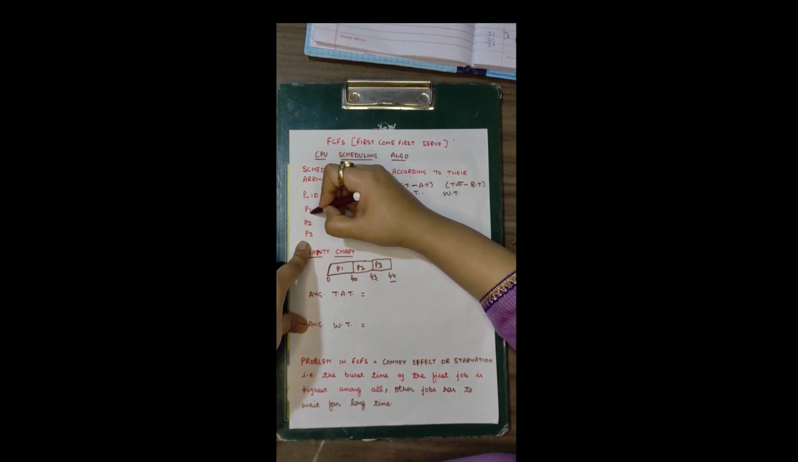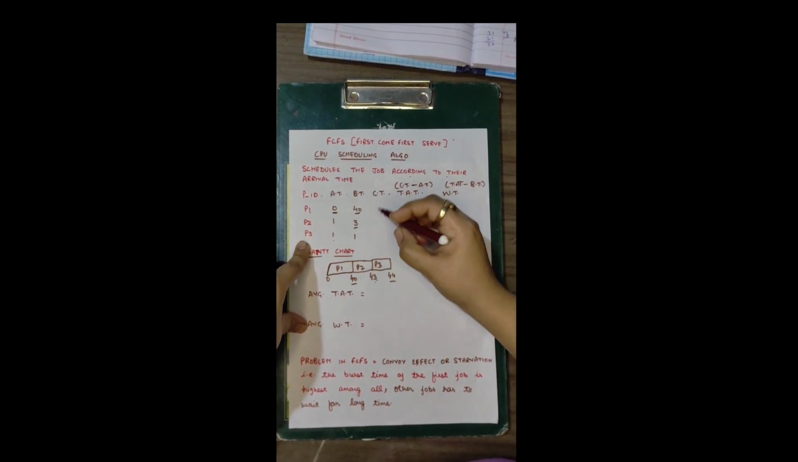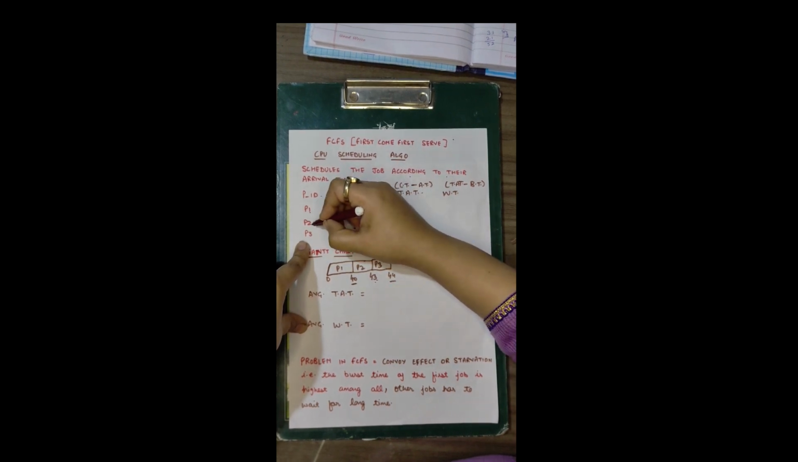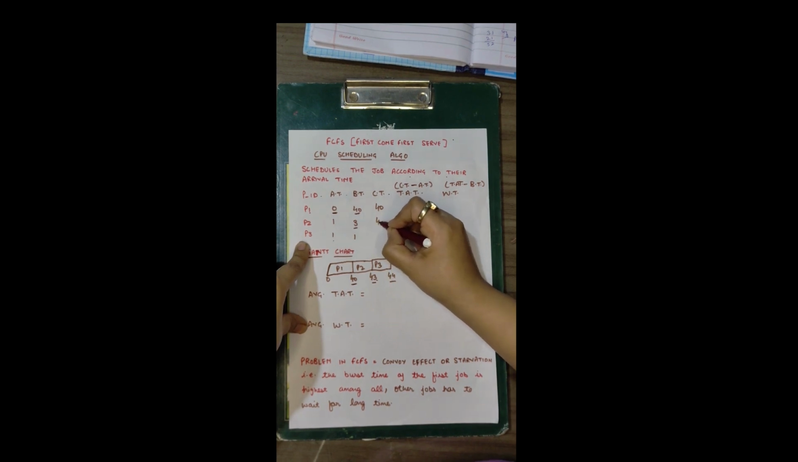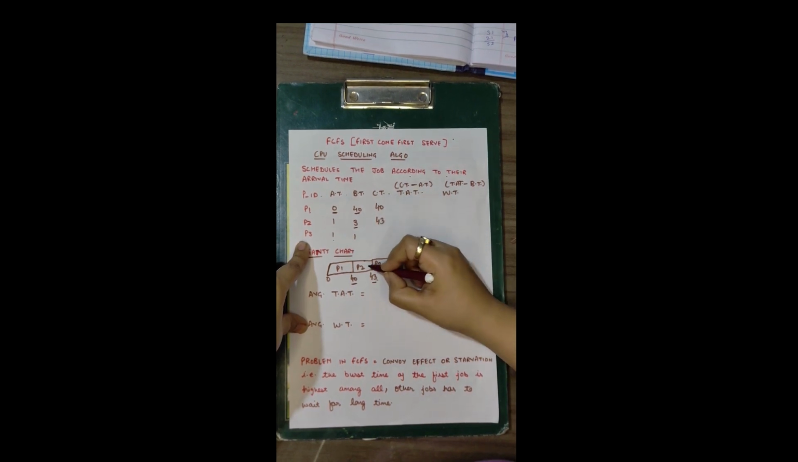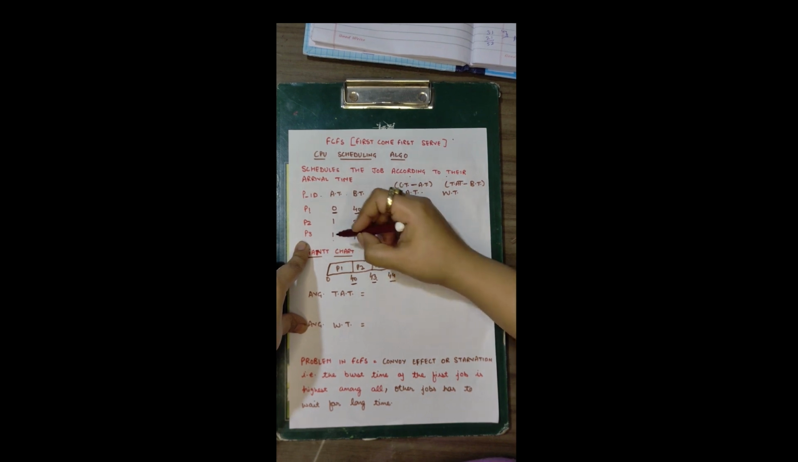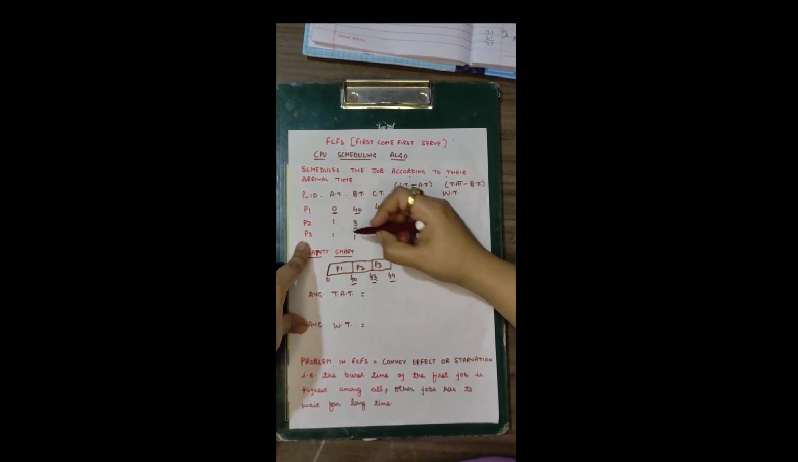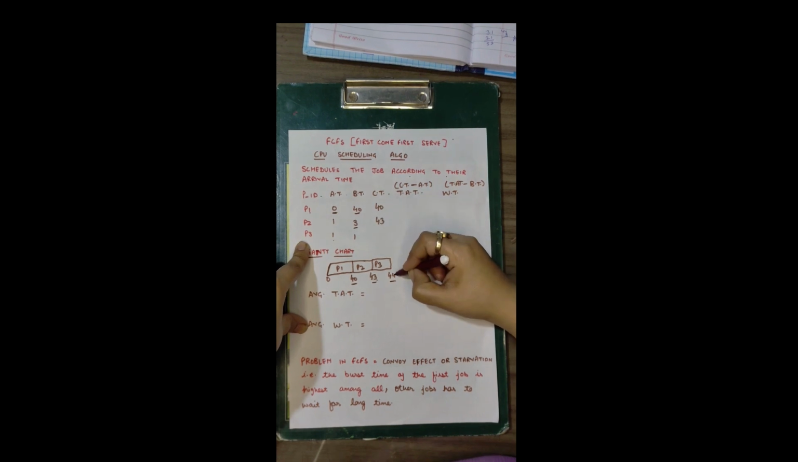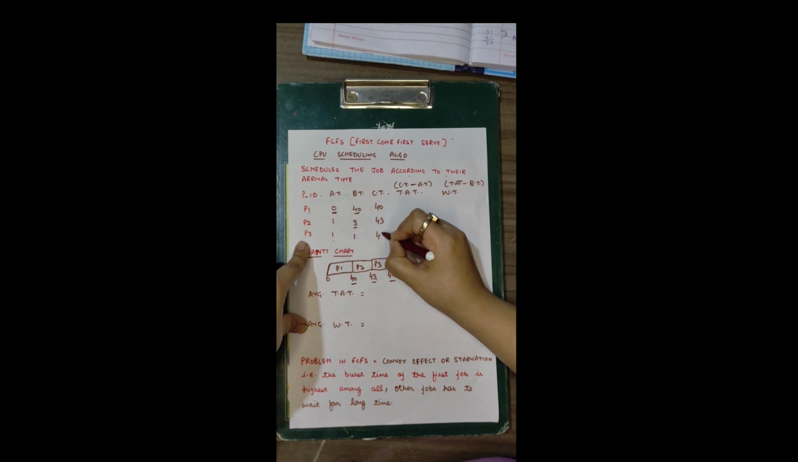The completion time of P1 will be 40. The completion time of P2 will be 43. That is at time interval 43, the execution of P2 is completed and the completion time of P3 is 44. That is at time interval 44, the execution of P3 is completed.